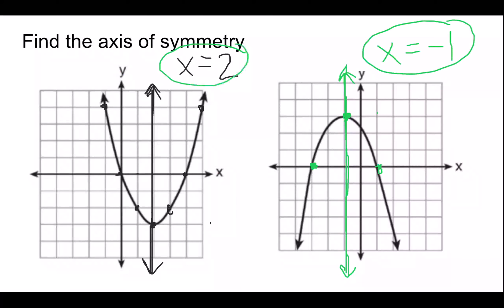So that's the axis of symmetry for this example, and this is the axis of symmetry for this other example. What I'm going to have you try right now is, if you go again to Canvas, try the next 5 problems where you have to find the vertex and the axis of symmetry from these graphs.